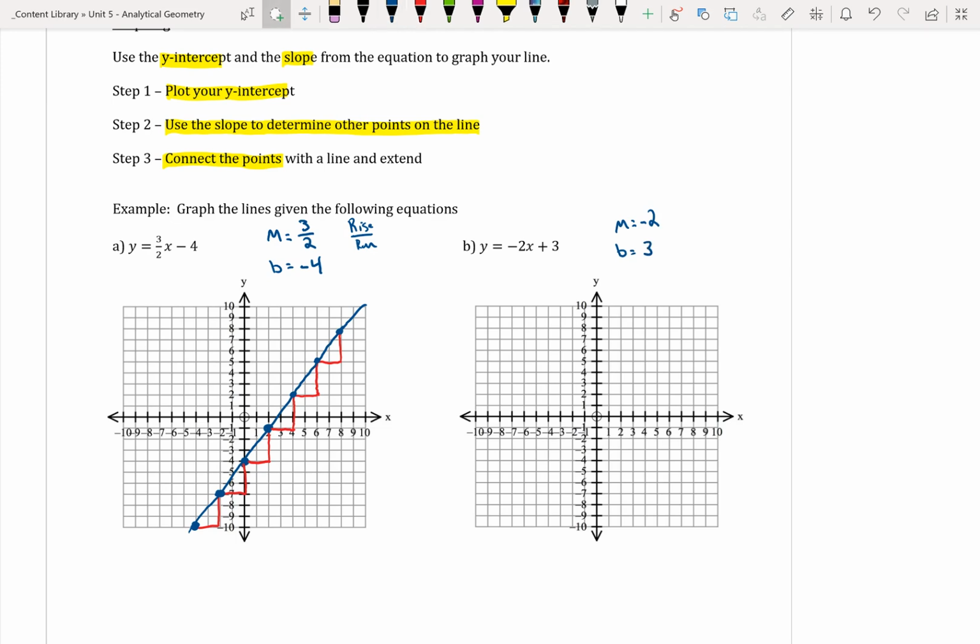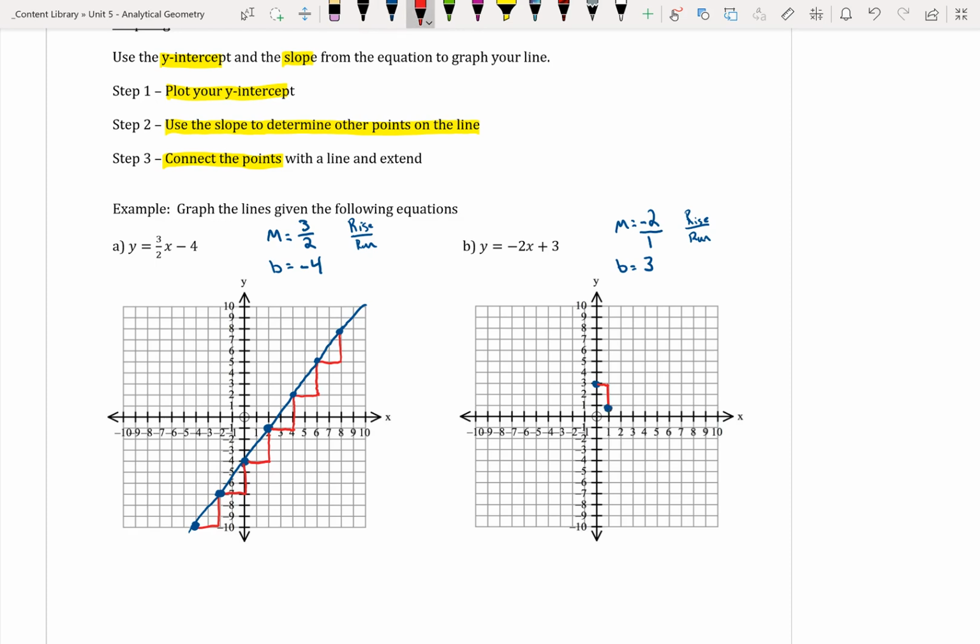Now, we may be asking ourselves, well, what is my rise over run now for my slope? I only have one number, but I need a rise over run to help me go over and up. Well, any whole number, like we see here, as a fraction is always over 1. So anytime you see a whole number, you can make it a fraction by putting it over 1. Now, what we can do is plot our y-intercept, which is 3, and use our rise over run, which means we go to the right 1 and down 2 to plot our next point.